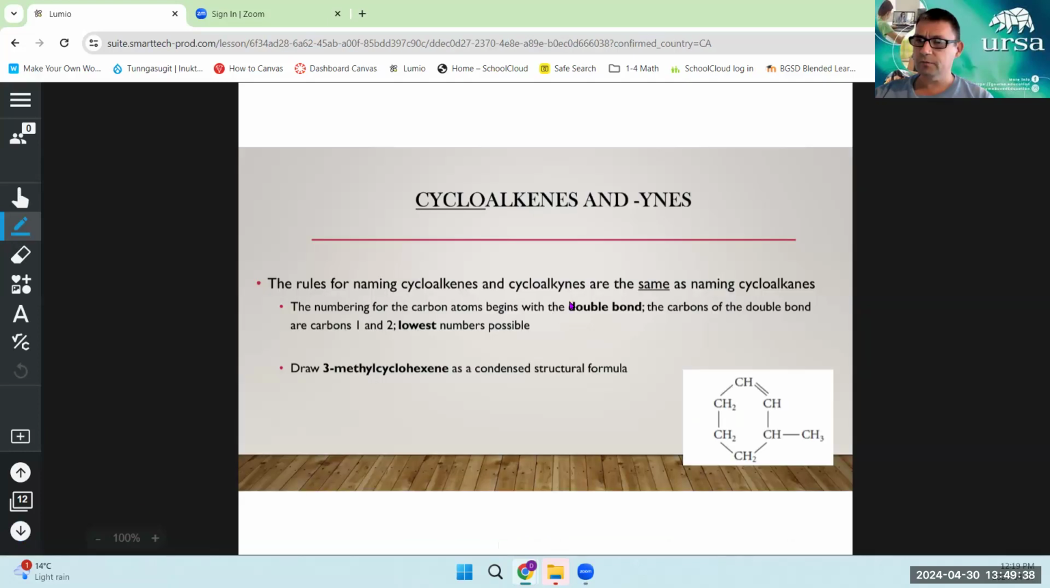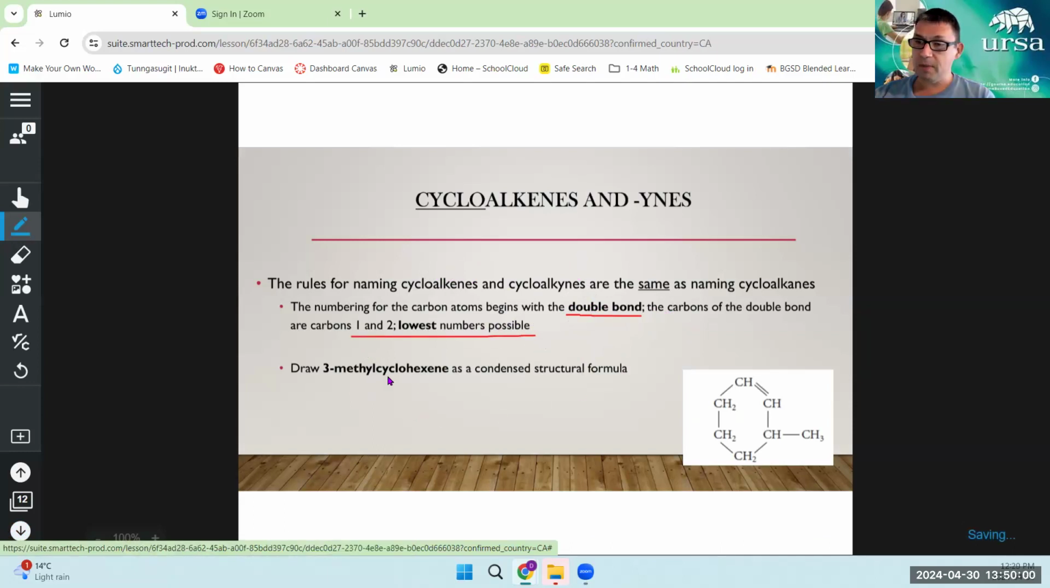You would follow the same principle for alkynes. We've already gone through cyclo or ring compounds, same principle. It's a ring structure, so you have to add cyclo. Now, the numbering, again, is going to begin, where's the double bond located? You give it the lowest possible number.